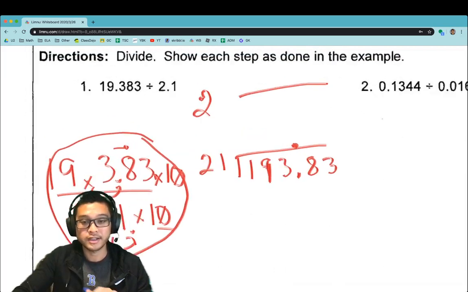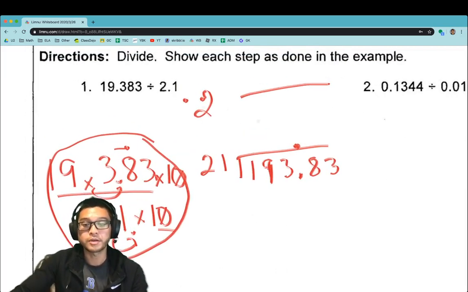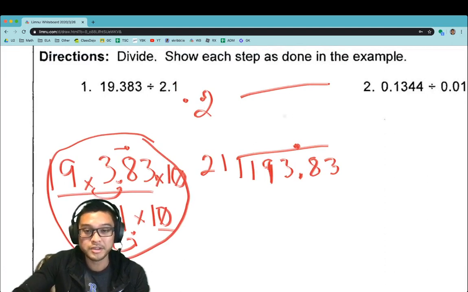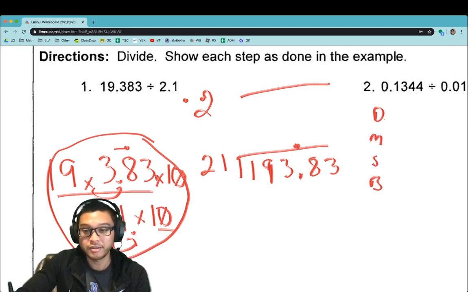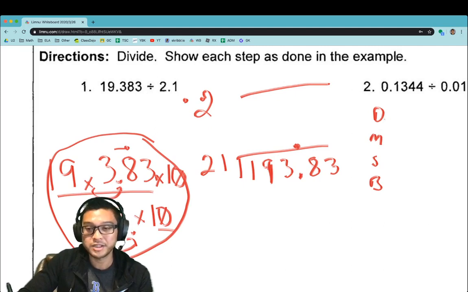Okay, so let's try that again. When we start dividing, remember the steps for long division: divide, multiply, subtract, bring down. If you need to write that down, don't feel bad. Some people like to remember it as daddy, mommy, sister, brother. So divide, multiply, subtract, bring down. So we're going to start dividing, okay?